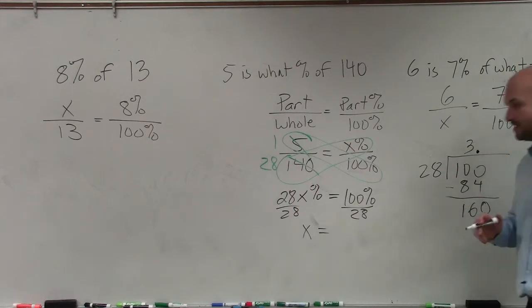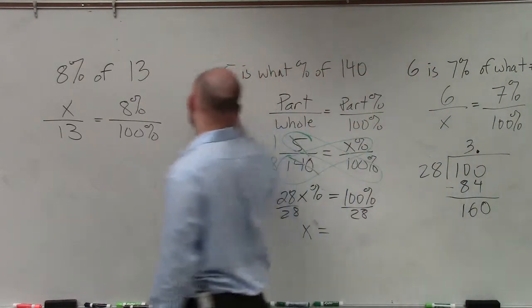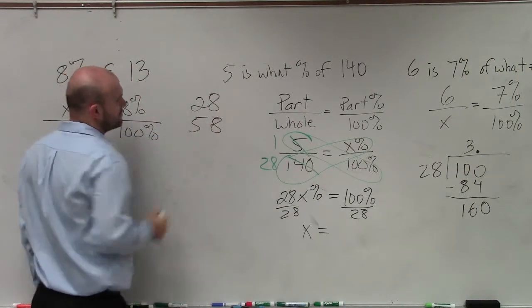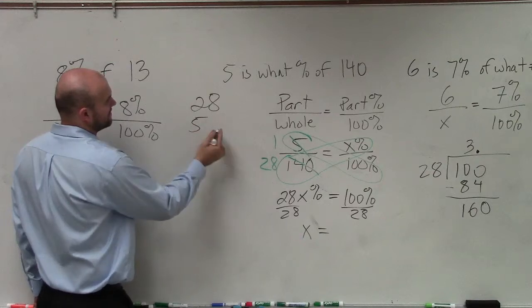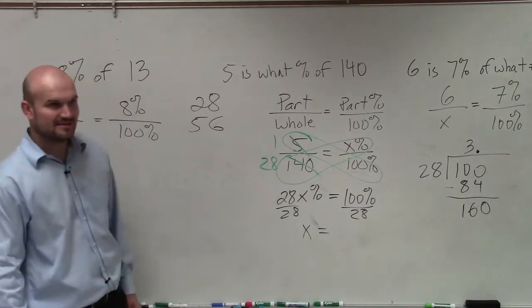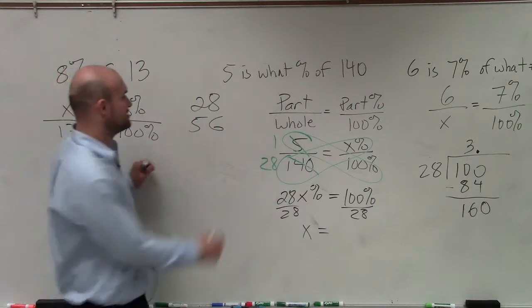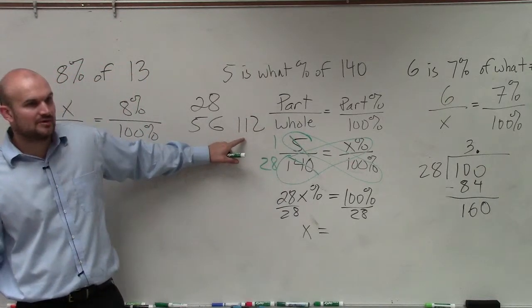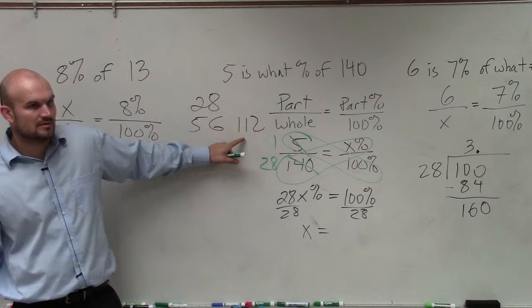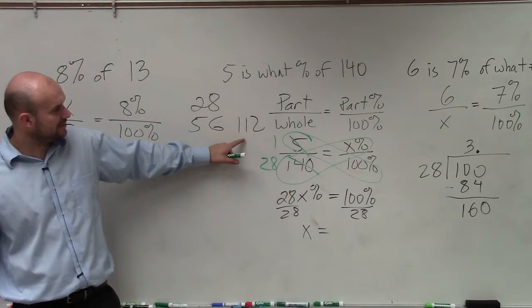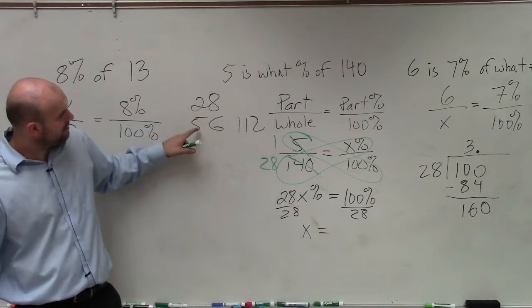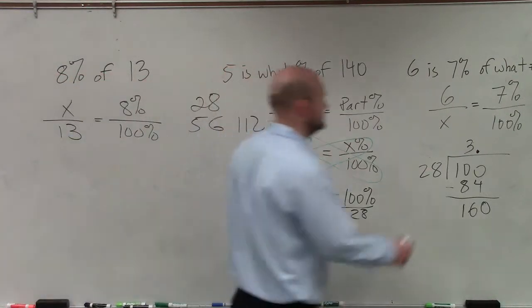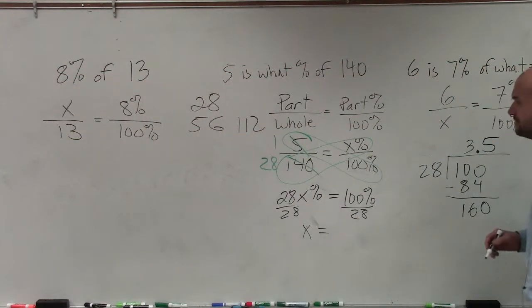How many times does 28 go into 160? So again, 28, and then you have 56. So I could just keep on doubling 56, which would be 112. And then I could add that how many more times? One more time. So 1, 2, 3, 4, 5. 3.5%.